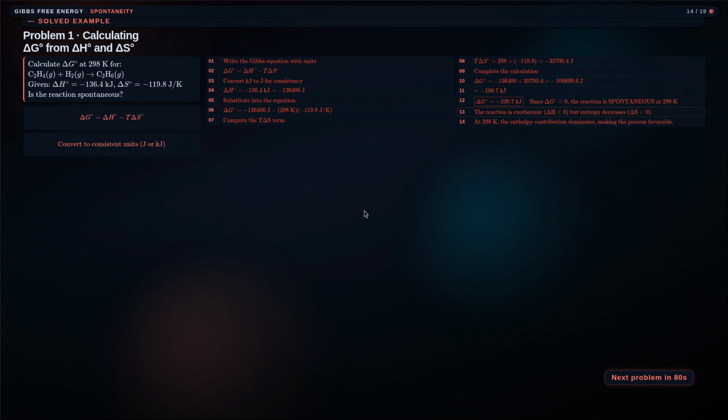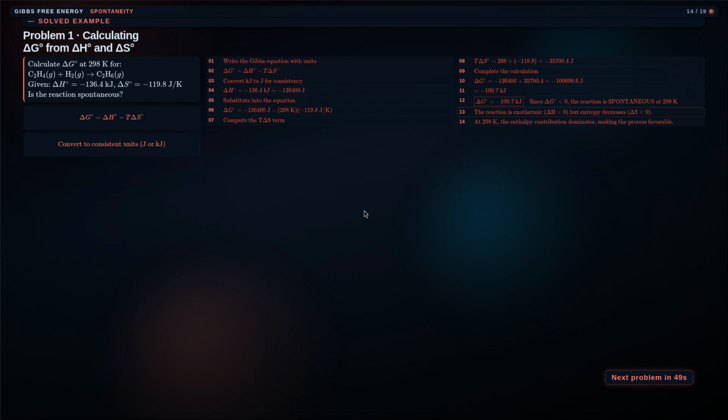Step 2. Convert kilojoules to joules. Delta H naught equals negative 136,400 joules. Step 3. Substitute. Delta G naught equals negative 136,400 minus 298 times negative 119.8. Step 4. Compute T delta S. T delta S equals negative 35,700.4 joules.